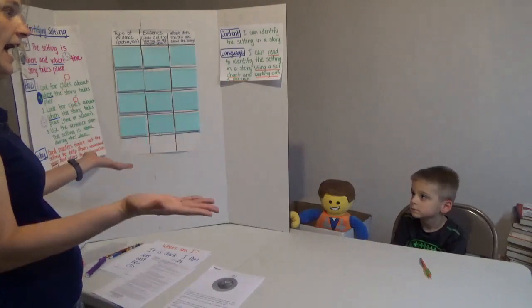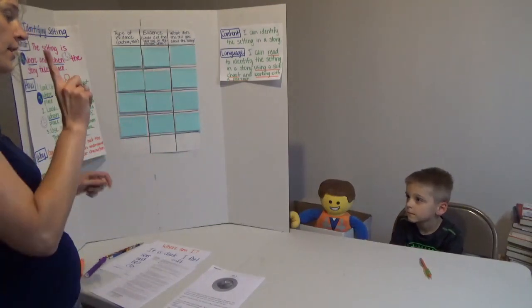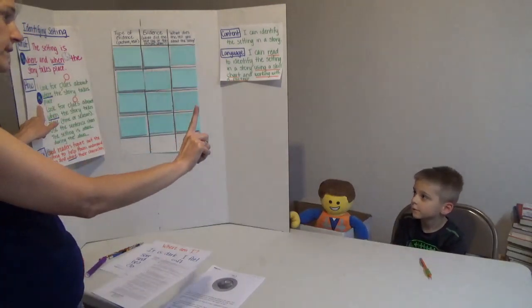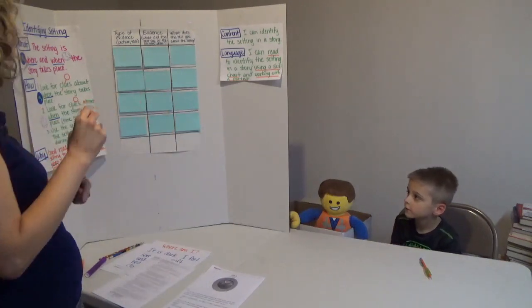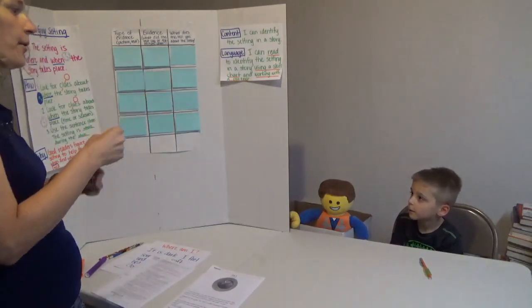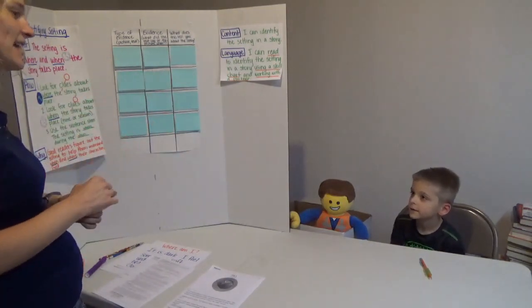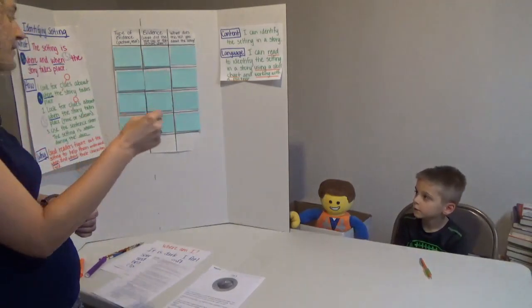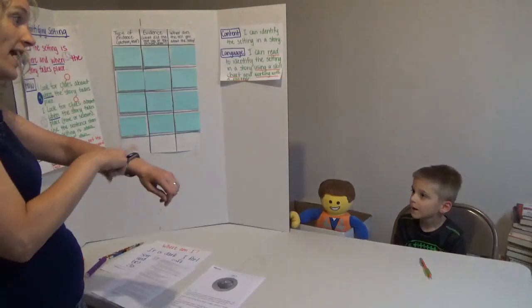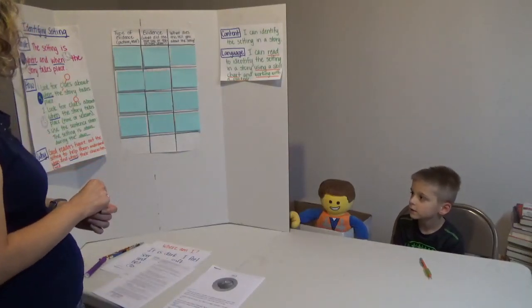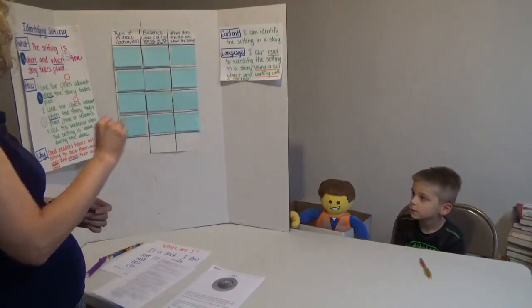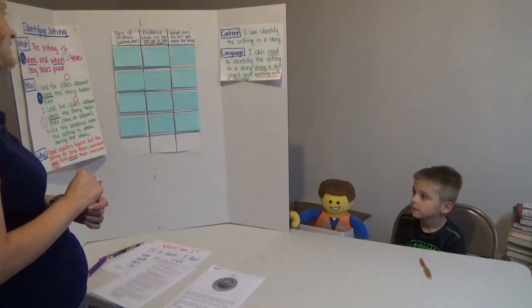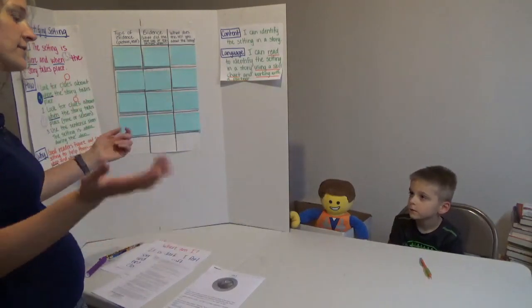So, how do we figure out the setting? First, look for clues about where the story takes place. Second, look for clues about when the story takes place. Third, use the sentence stem. The setting is where during the when.